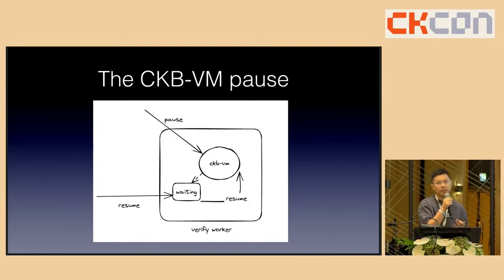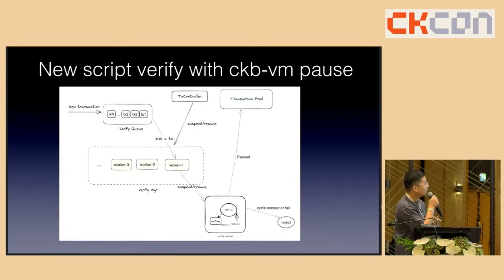So you can see the CKB VM is still in memory. We don't need the snapshot. We don't need to store the cycles. So this enables us to design a new script verification.